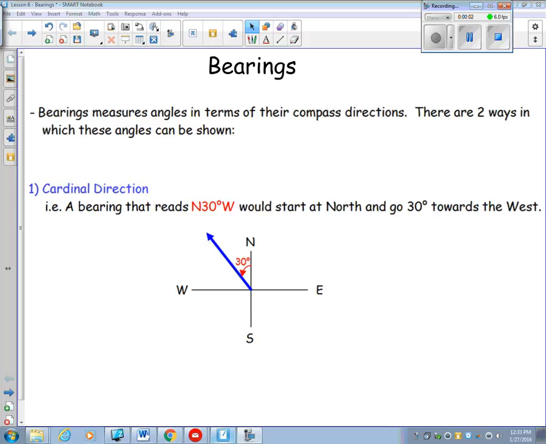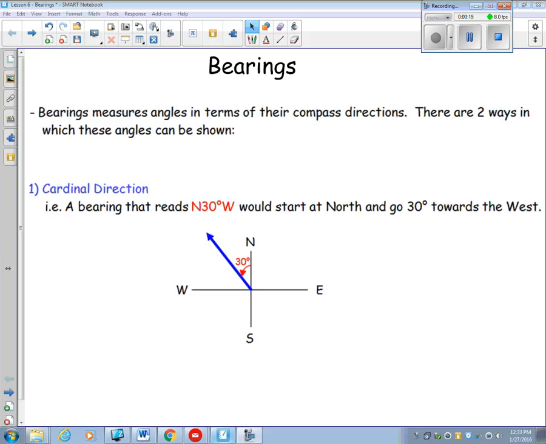Today we'll be looking at bearings. Bearings are one of those more practical applications of trigonometry you would actually use in the real world. Bearings are often used when you're piloting boats or planes. You have to aim in a certain direction and go for a certain length of time to actually get to where you want to go. So this is sort of one of those more practical things.